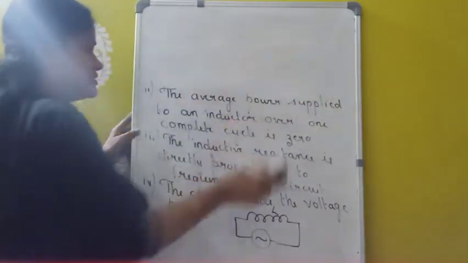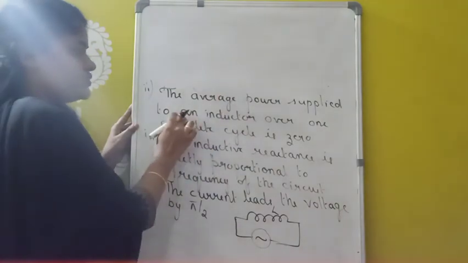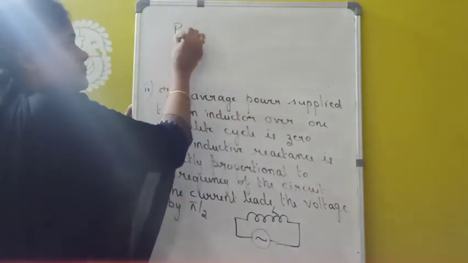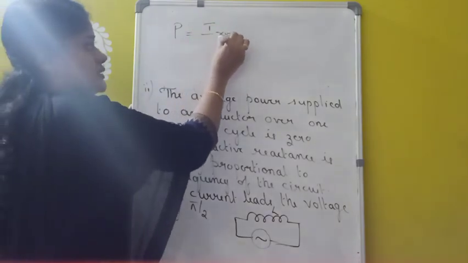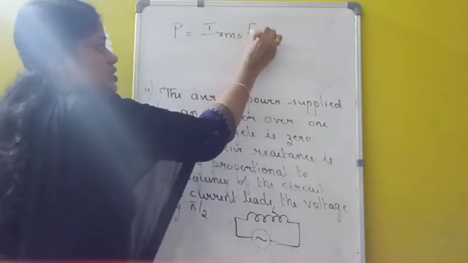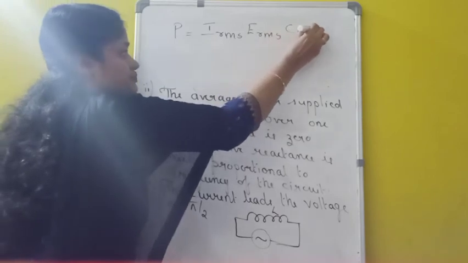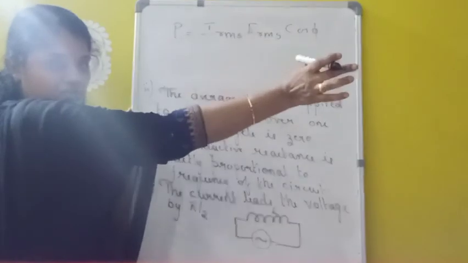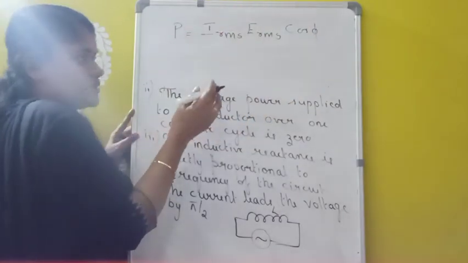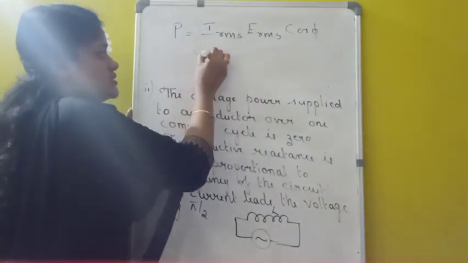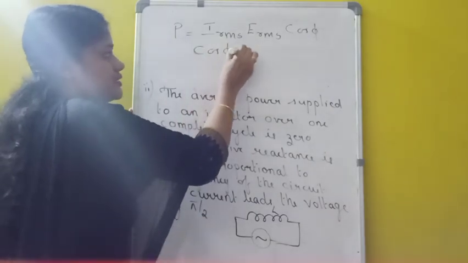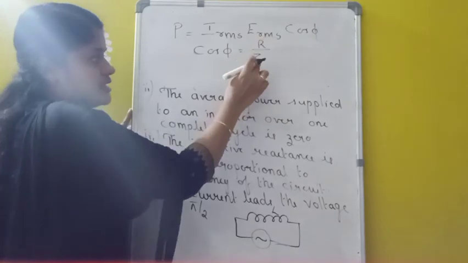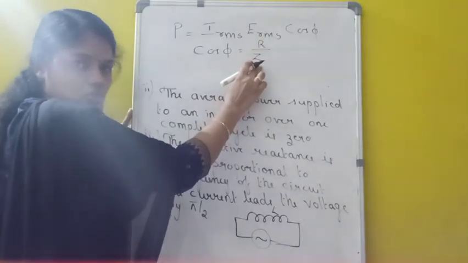Then second one they are asking, the average power supplied to an inductor over one complete cycle is 0. This power is given by I RMS, E RMS, cos phi. Cos phi is power factor. You will be studying when you are studying in the alternating current. Already you studied, I think. So here cos phi is given by R by Z. So here R is the resistance and Z is the impedance. Impedance is also a resistance.